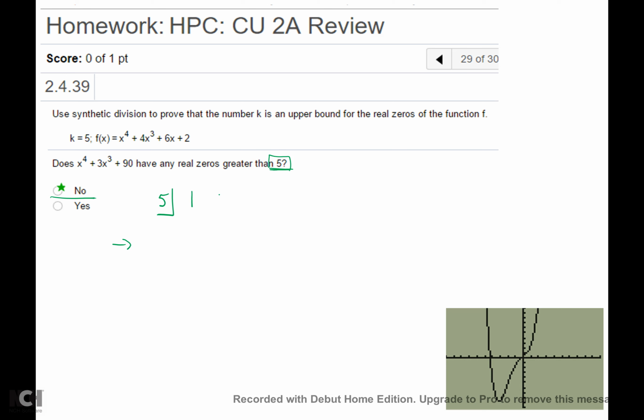4th degree, 3rd degree, 2nd degree, 1st degree, constant. 1 comes out, 5 comes back, 8 comes out, 40 comes back, 40 comes out, 200 comes back, 200 comes out, 1,000 comes back, 1,090. They're all positive, which means it's an upper bound, which means nothing will happen after 5.